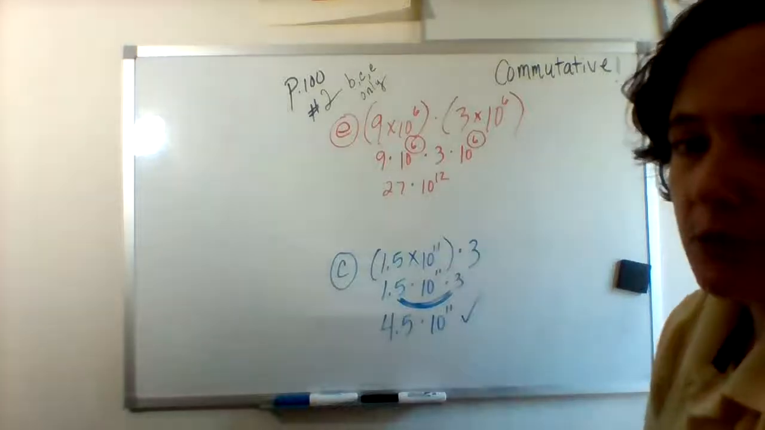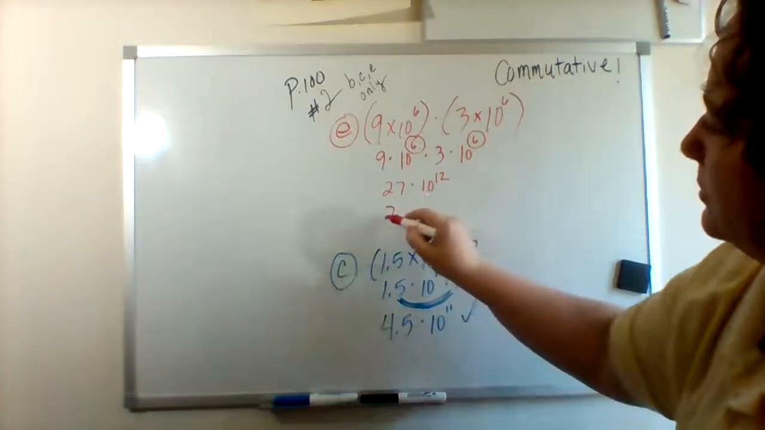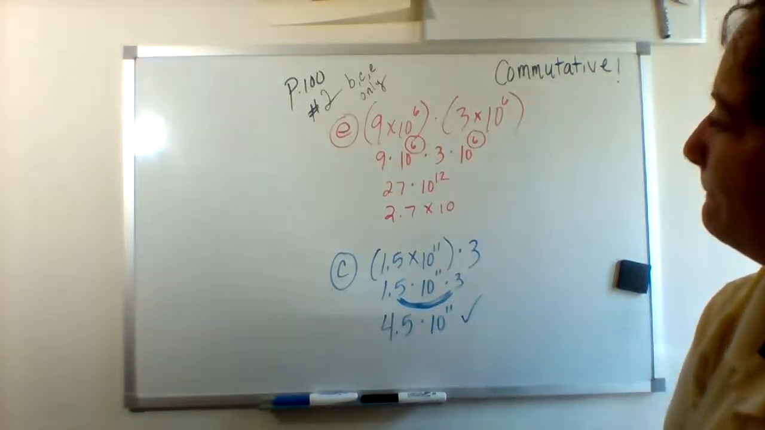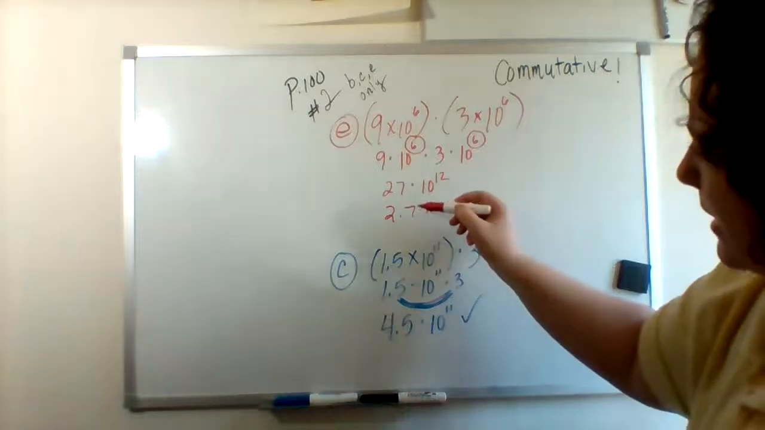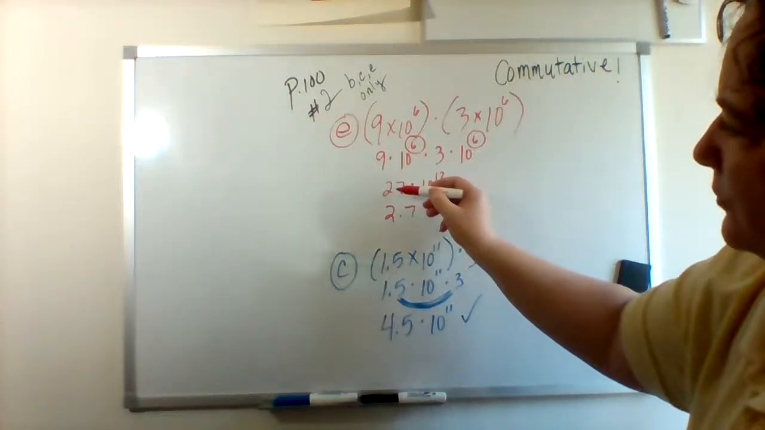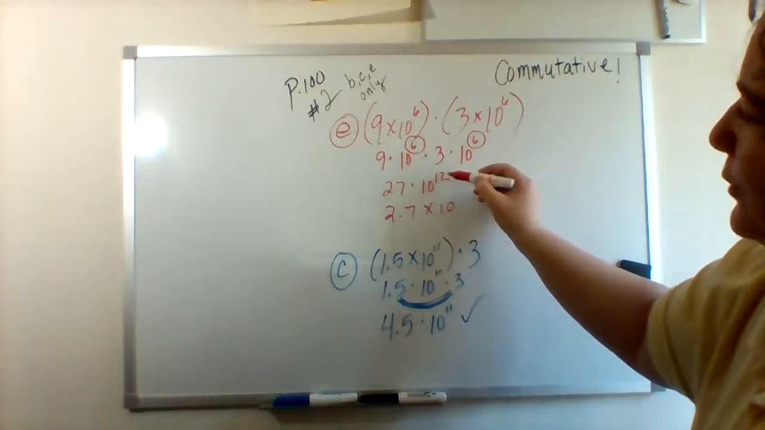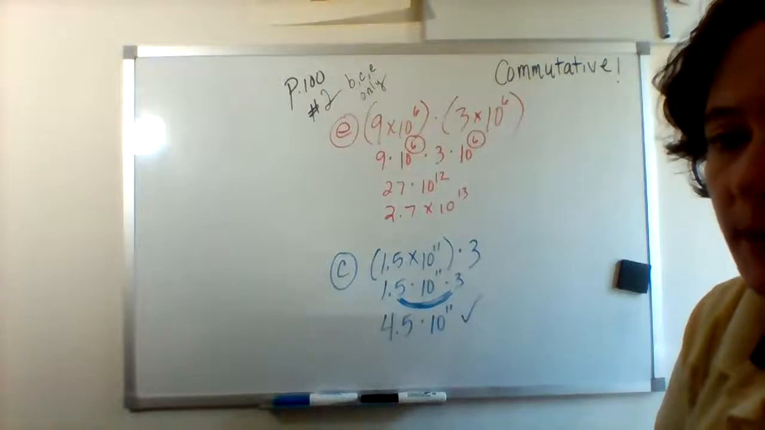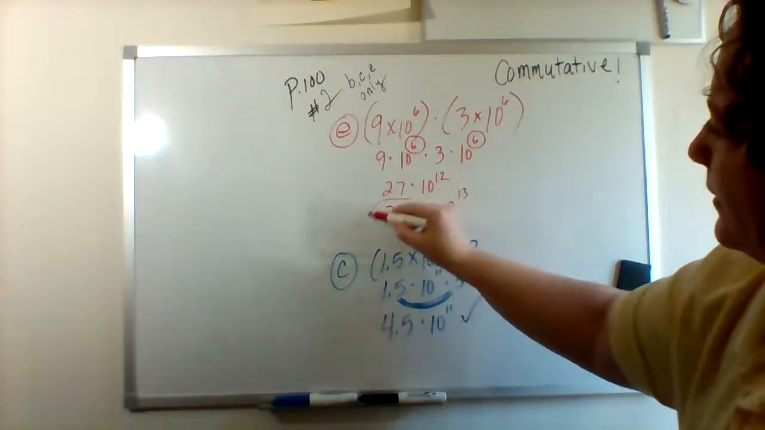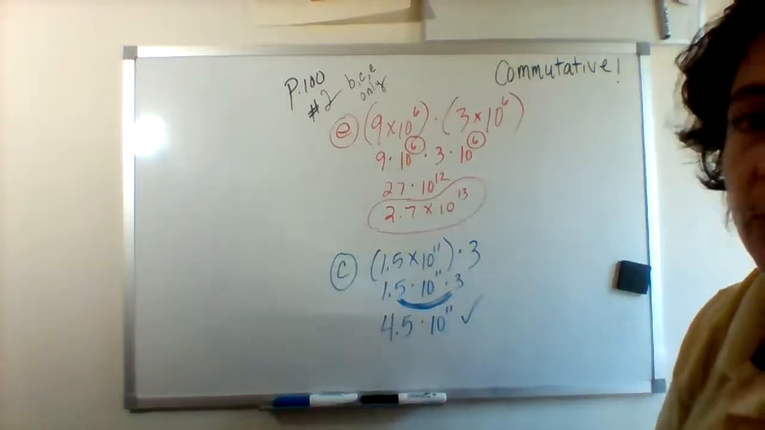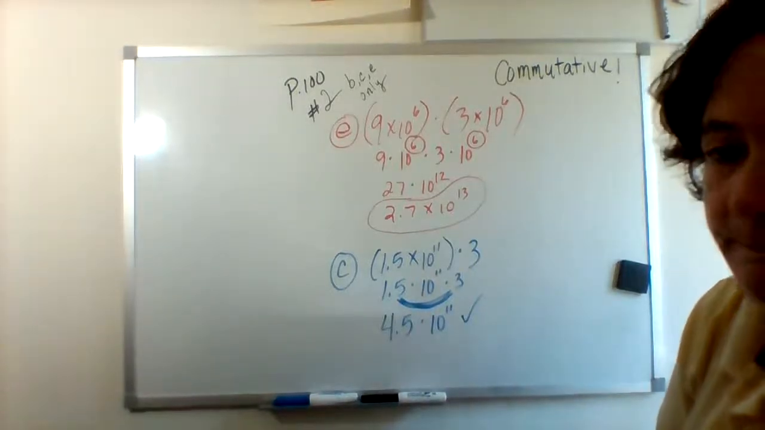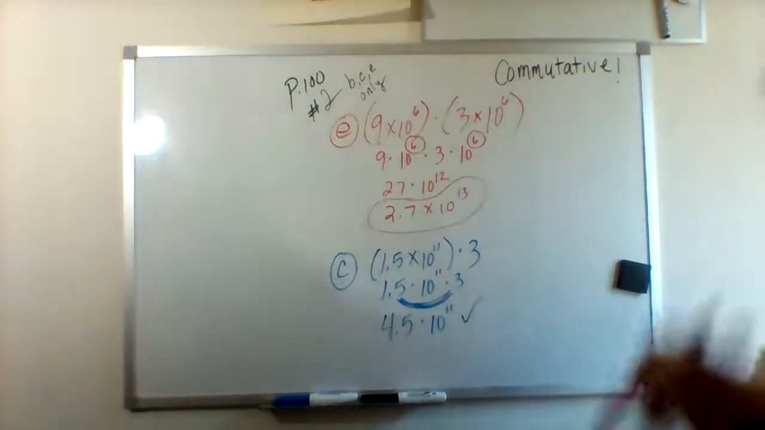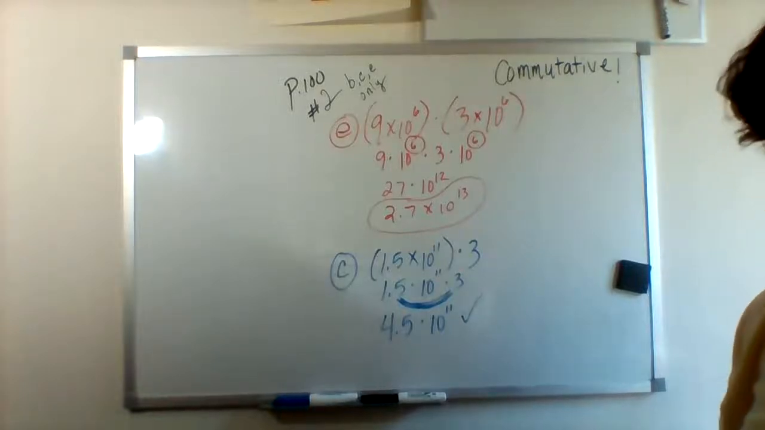Is this in scientific notation? No. So 2.7 times 10 to the what? Since I made the number smaller than the original, it means that I'm going to have to go further to the right. It has an extra move to make to the right. So this is your answer right here in scientific notation. Do you guys have any questions about any of those, B, C, or E?